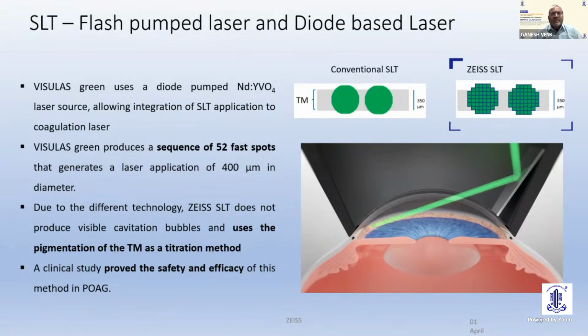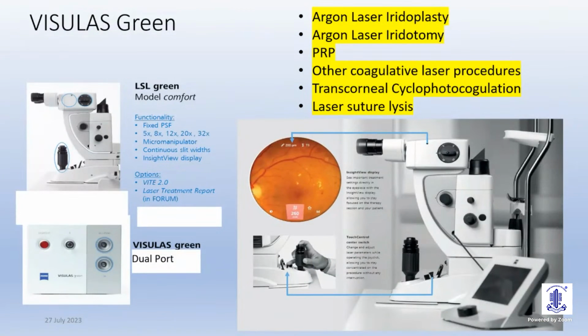You can also have the SLT machine as a coagulation laser instead of a photodisruptive laser. So if you work on the ND-YAG, it is a photodisruptor. And if you work on the neodymium orthovanadate, you make it work as a coagulator. So the same device can be used for a lot of other procedures, like laser suture lysis, pan-retinal photocoagulation, argon laser iridotomy. These are advantages of using a green laser along with an SLT.